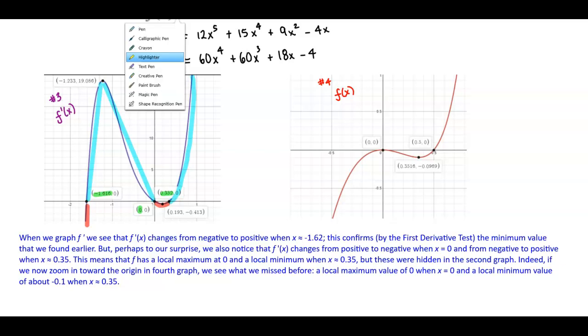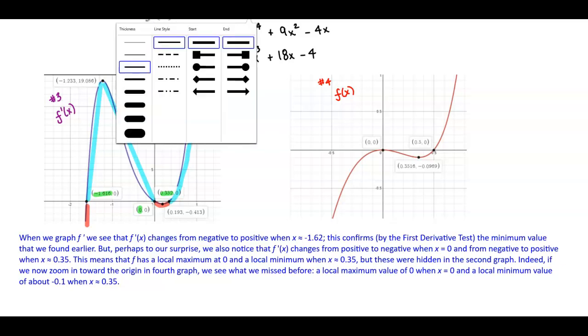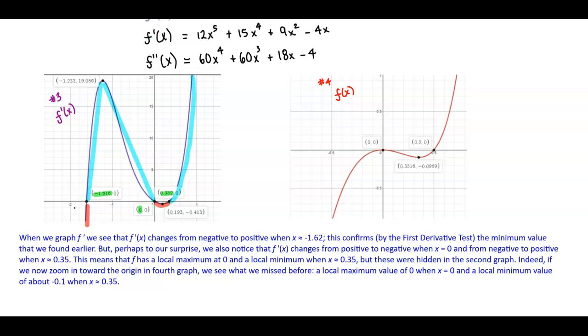So again, let me go ahead and just write that sign down here. Here, it's going from negative to positive. And then from here, it's going from positive to negative at 0. And then at 0.35, it's going from negative to positive. Okay, so this means that f has a local maximum at 0. So there's a local maximum at 0, and there's a local minimum at x equal to 0.35.